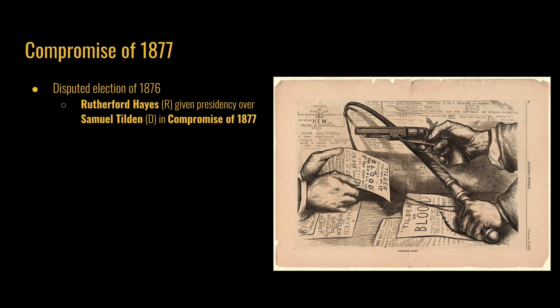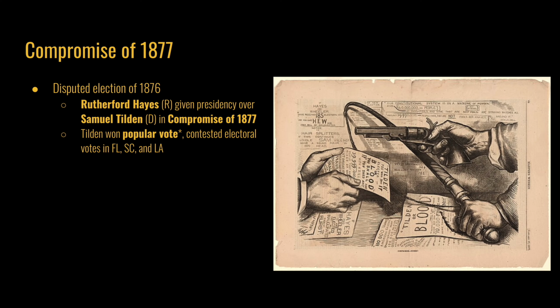In this election, 3 states had disputed electoral votes, the former Confederate states of Florida, South Carolina, and Louisiana. Up until this point, the election was tied, but there were competing sets of returns for these 3 states. A commission was established to determine which candidate would be awarded the electoral votes for each of the states.